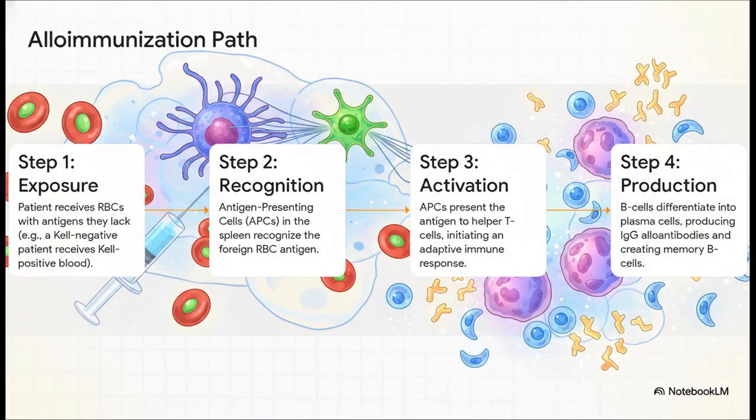So how does this whole sensitization process work? Well, it all starts with exposure to a foreign antigen. The main action happens in the spleen, where these specialized immune cells called antigen-presenting cells, or APCs, basically gobble up the foreign red cells. They then chop them up and present little pieces of those foreign antigens to another key player, the helper T cells. This interaction is like the secret handshake that kicks the whole adaptive immune response into gear. This leads to B cells maturing into plasma cells that just start churning out those problematic IgG antibodies. And, maybe even more importantly, they create these long-lived memory B cells that just lie in wait.